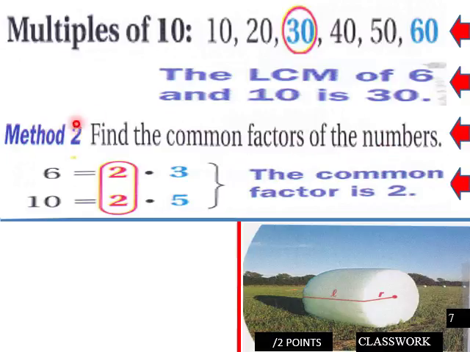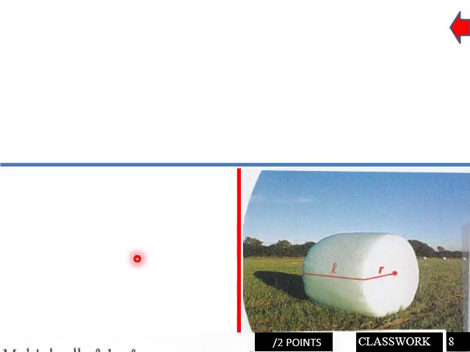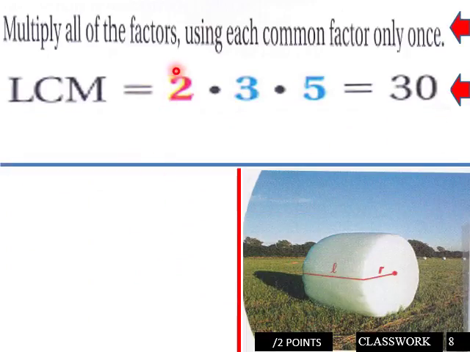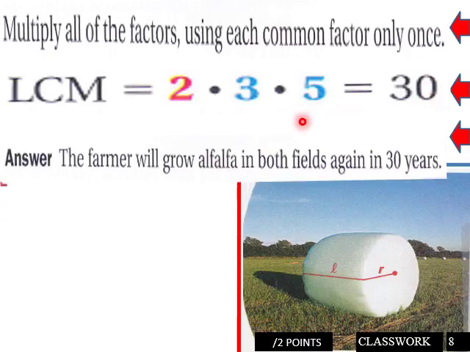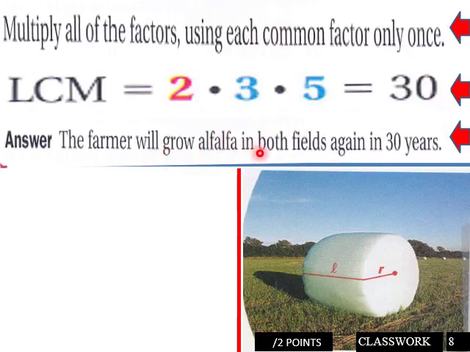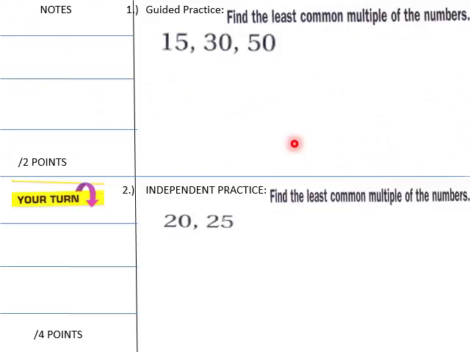Find the prime factors of the numbers, 2 times 3 and 2 times 5. The common factor here is 2. So multiplying these out, we get 30 years. So the farmer will grow alfalfa in both fields again in 30 years. So finding that out, where he has a rotation of 10 and 6, they both have alfalfa in 30 years.